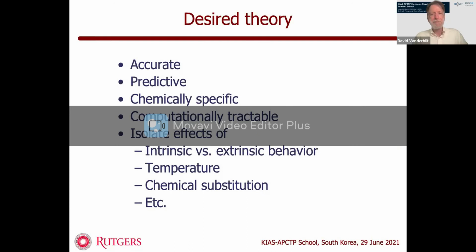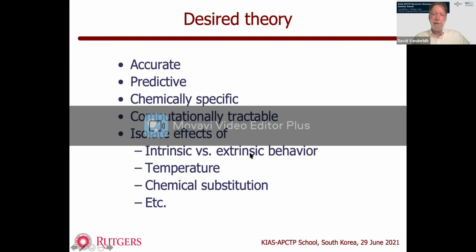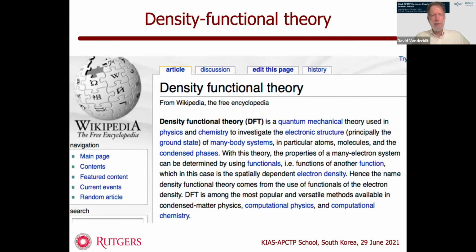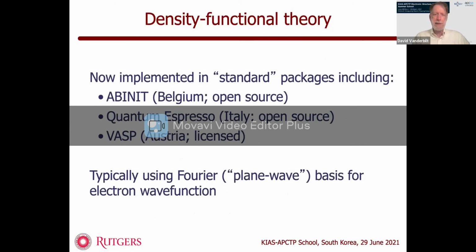Anyway, we would like to have a theory that we can use to calculate these ferroelectric and piezoelectric properties. And density functional theory is an excellent candidate, because it's generally accurate, predictive, chemically specific, computationally tractable, and we can isolate effects of various things that we're interested in. Temperature is a tricky one for density functional theory, as I'll say in a little bit. I prepared these slides for another talk. I think you've covered what density functional theory is so far in this school, so I'll assume so. It's implemented in standard packages, usually in a plane wave basis.